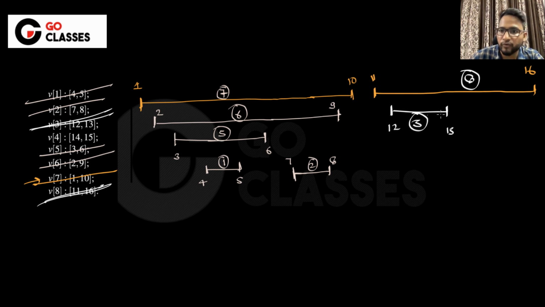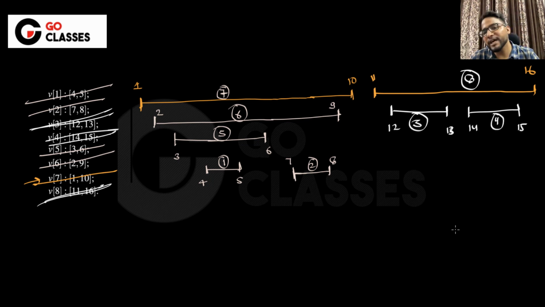Then you have 14 to 15, and that is vertex 4. Okay, so you have 13, then you have 14 to 15, which is vertex 4, right? Now this is also done. So all of the vertices are done. Now I have this interval chart. What can I do with this interval chart? I can immediately make a tree.